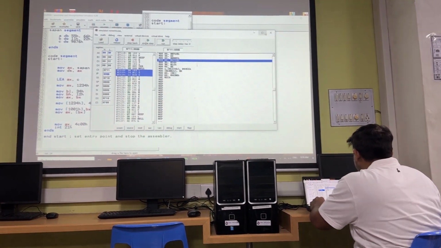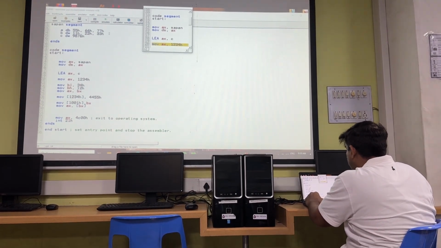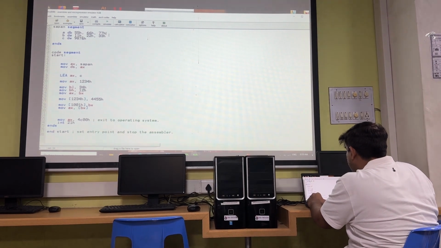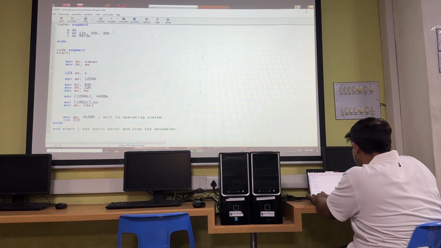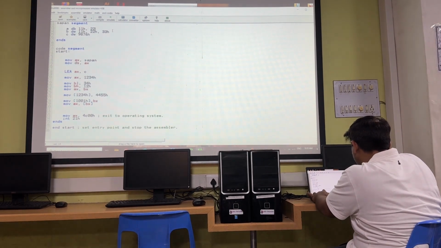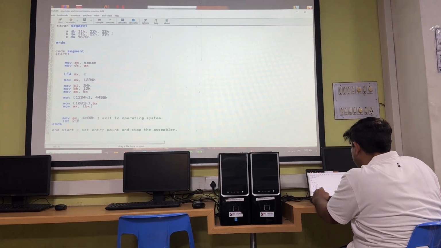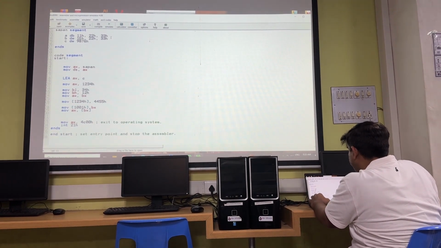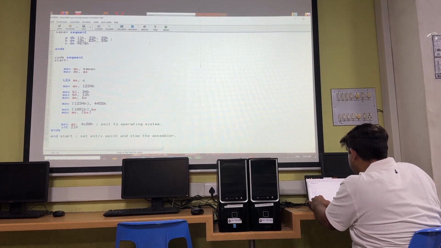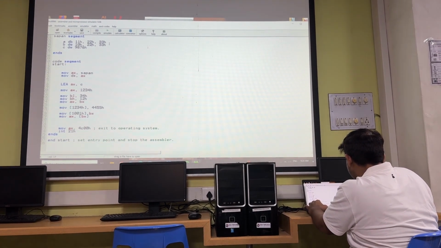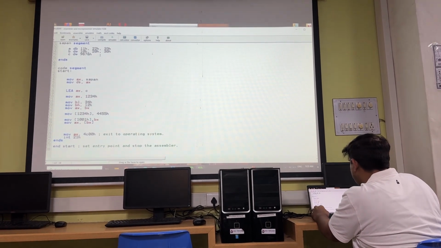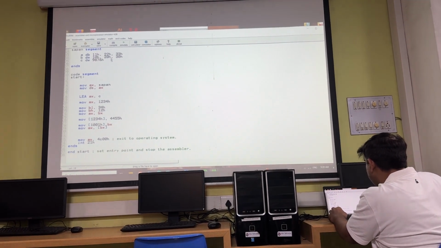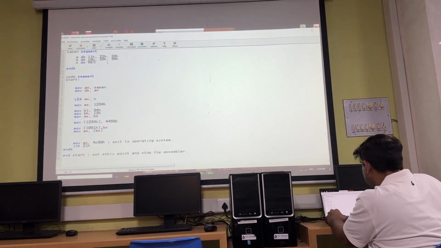Explain using examples. Let's concentrate here. Array A: first DB 11H, 22H, 33H. Array B: 10H, 20H, 30H. Done. I don't require one more variable right now, so let's remove this.